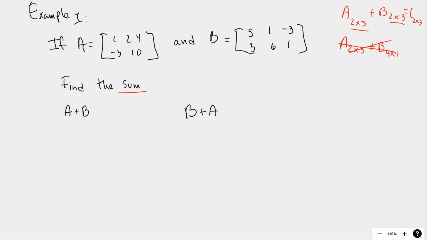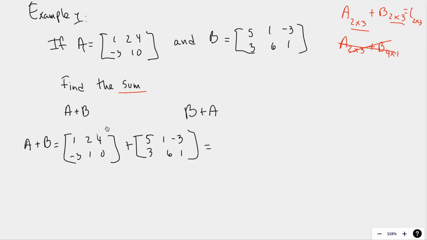Now, let me write it here. There you go. So I have A plus B, it's equal to 1, 2, 4, negative 3, 1, 0, plus 5, 1, negative 3, 3, 6, 1. And now what we're going to do here is add the first element of A with the first element of B, the element of the first row, second column with the element on matrix B that is also on the first row, second column.